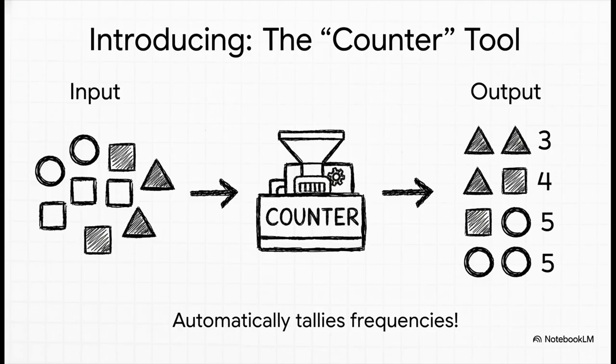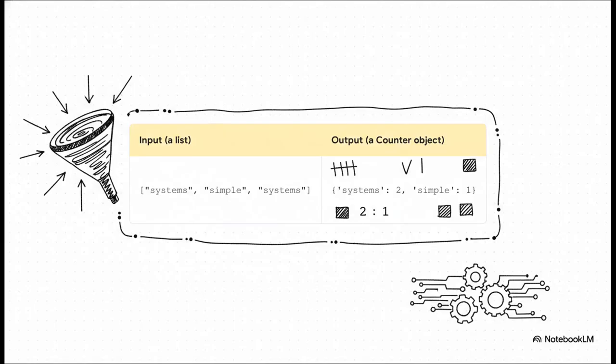What do we do? Well, instead of writing a clunky loop to manually count them all up, the script uses a specialized tool that's built for exactly this job. It's called a counter. And this right here is the magic of using the right tool for the job. You just hand counter a list of items, in our case, all the words on the left, and bam! It instantly gives you back this special object that's already tallied up the frequency of every single unique word. No loops, no manual counting, it's just the perfect tool.